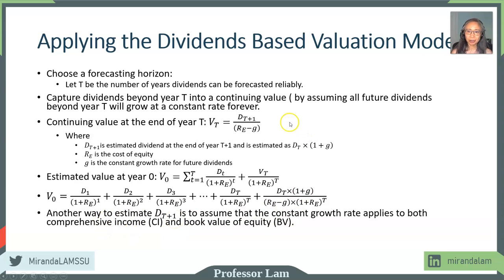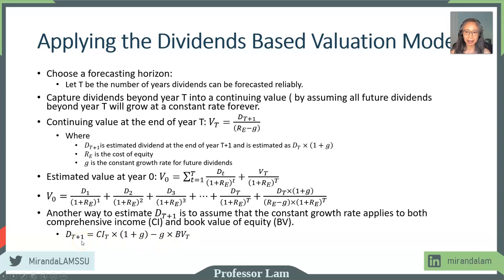Instead of assuming the constant growth rate applying directly to the dividend in year T, we can also assume that the constant growth rate applies to both comprehensive income and book value of equity. So again, remember, this is an assumption that things would just go at a constant rate forever. So if that's the case, then you can take the last year's forecast horizon comprehensive income and the book value again at the end, at year T, the end of the forecasting horizon.